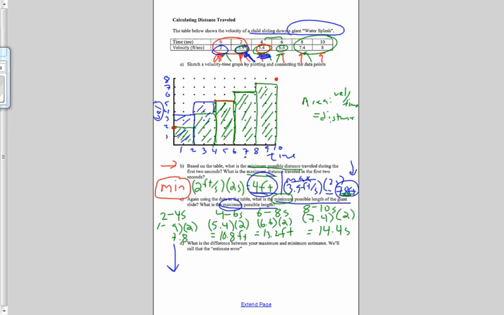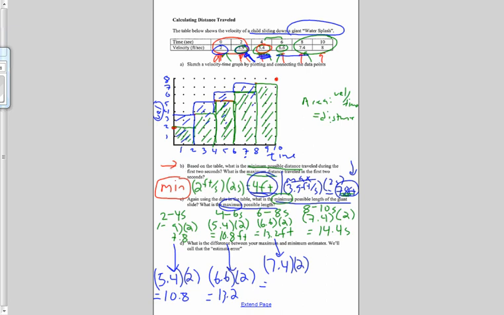So we have 5.4 times 2, which is 10.8 feet. And from 4 to 6 seconds, let's choose the maximum velocity there. So we're looking at this. From 4 to 6, the maximum velocity is 6.6 multiplied by 2. And from 6 to 8 seconds, I'm choosing my maximum velocity, which is 7.4 times 2.